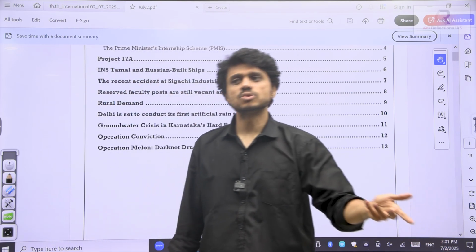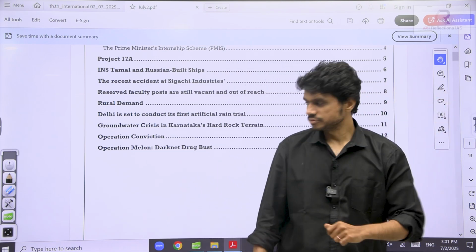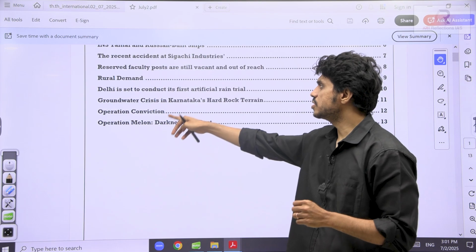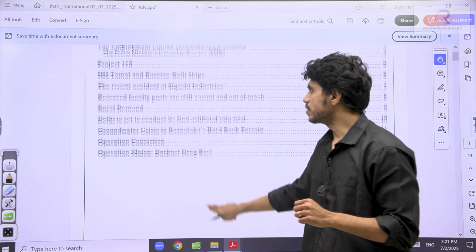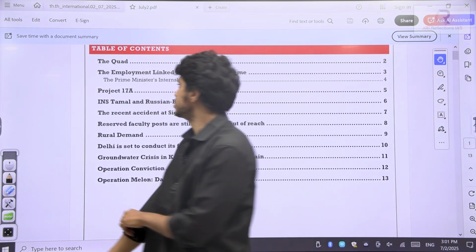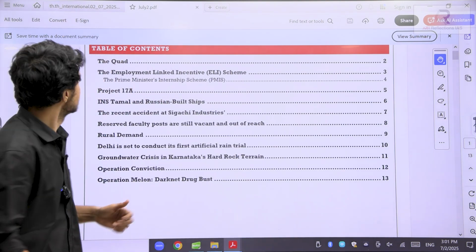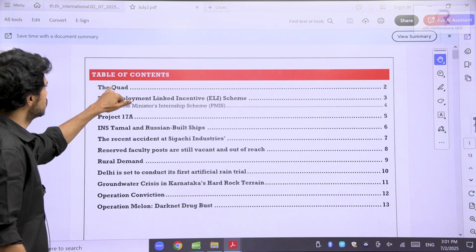Already this year they have asked a question about this, the same cloud seeding. What is this cloud seeding? They have asked. Okay, then we'll try to understand about the Operation Conviction and the Operation Melon. This is for your governance, GS2 governance. And some of the topics are from your GS3 and some of the topics are from your GS1. So we'll try to understand those groupings. Okay.